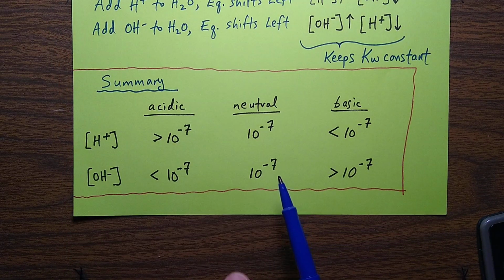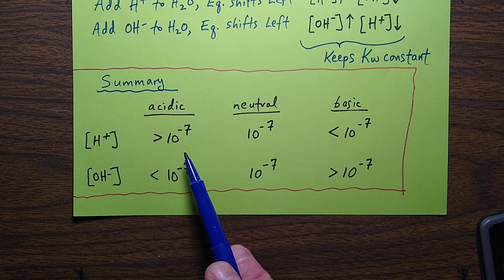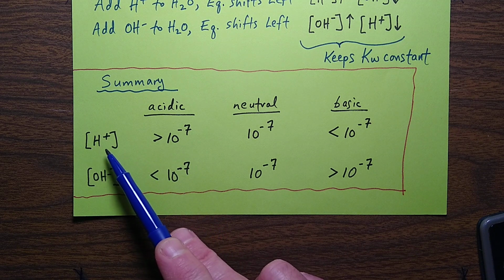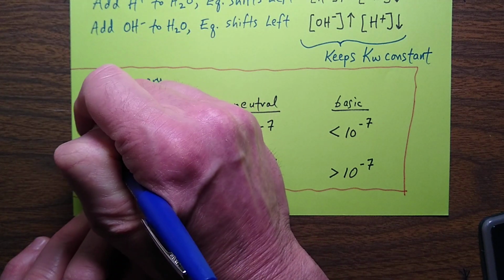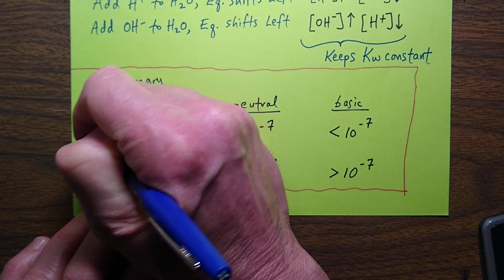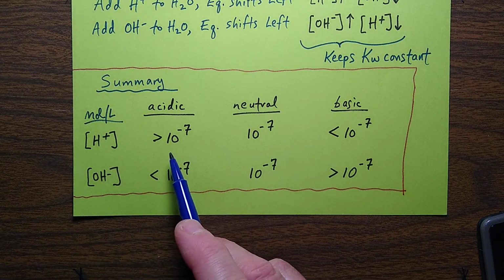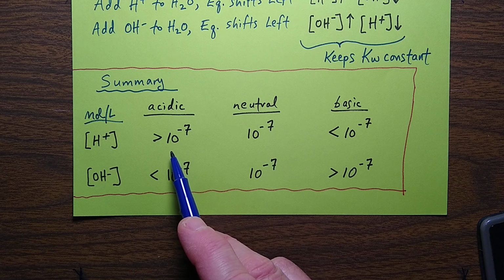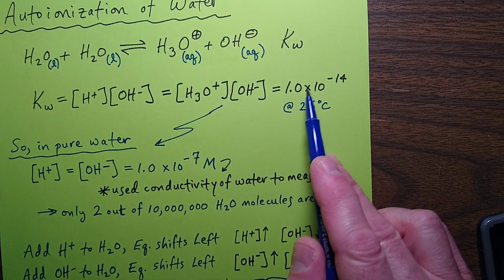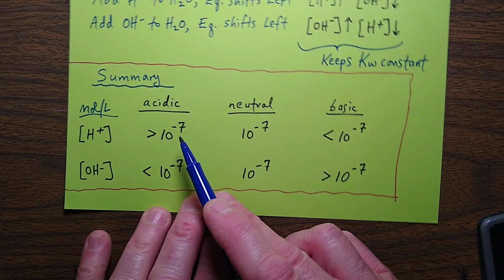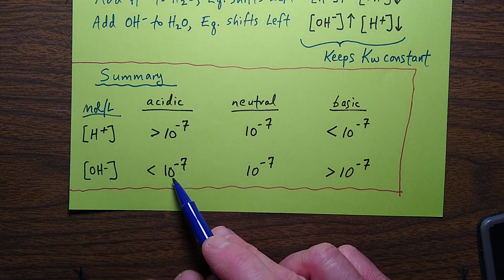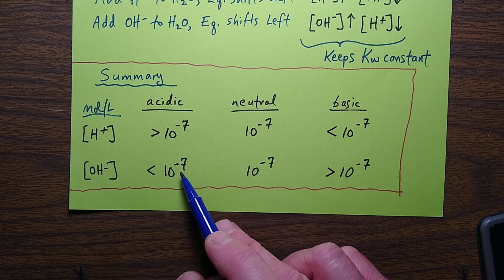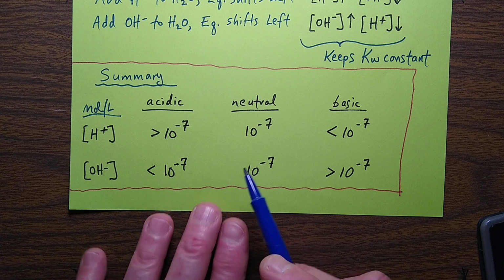So to summarize what this all means, you can look at the molarity. Remember, these brackets mean moles per liter, so it's molarity. If that is greater than 10 to the negative 7th, which is really half this number, you have an acidic solution. If it's less than 10 to the negative 7th, you have, that would be the concentration of the hydroxide ions.